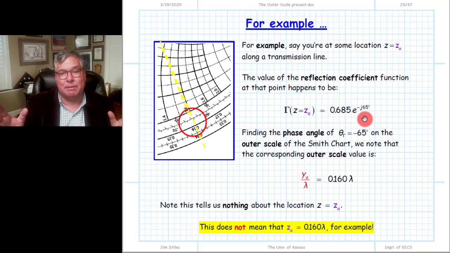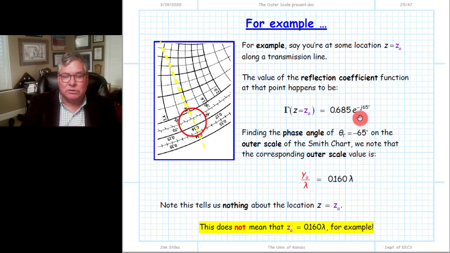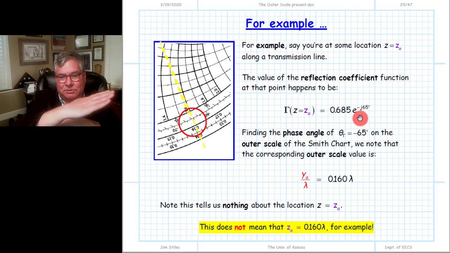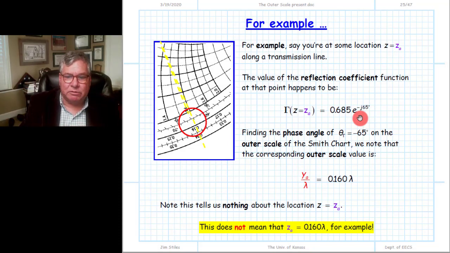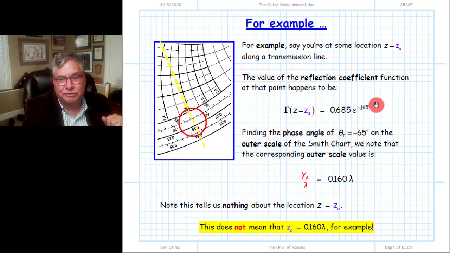Well, if we take the Smith chart, we can plot this point on the Smith chart. It is on the complex gamma plane. We put a point which is distance 0.685 away from the origin, and likewise the point at a rotation angle of minus 65 degrees in this direction. If we were to draw a line from the origin through that point, it would intersect our outer scale at this location. Notice the reflection coefficient phase scale would have a value of minus 65, as it should, because the reflection coefficient phase is minus 65 degrees.